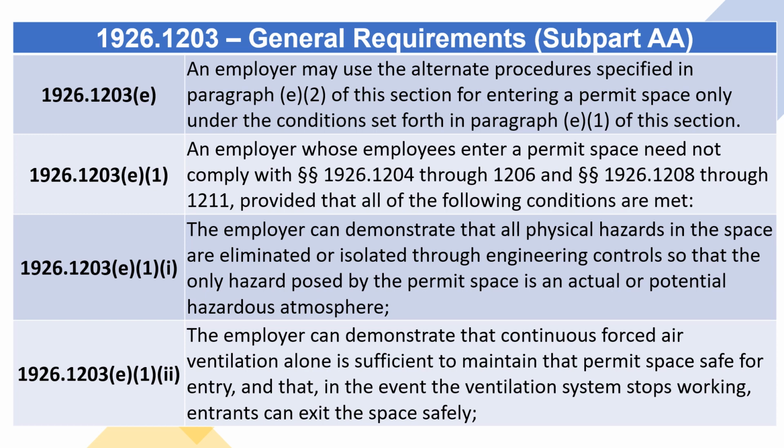1926.1203(e)(1). An employer whose employees enter a permit space need not comply with sections 1926.1204 through 1926.1206 and sections 1926.1208 through 1926.1211, provided that all of the following conditions are met. 1926.1203(e)(1)(i) through (e)(1)(vi). The employer can demonstrate that all physical hazards in the space are eliminated or isolated through engineering controls so that the only hazard posed by the permit space is an actual or potential hazardous atmosphere. The employer can demonstrate that continuous forced air ventilation alone is sufficient to maintain that permit space safe for entry, and that, in the event the ventilation system stops working, entrants can exit the space safely.